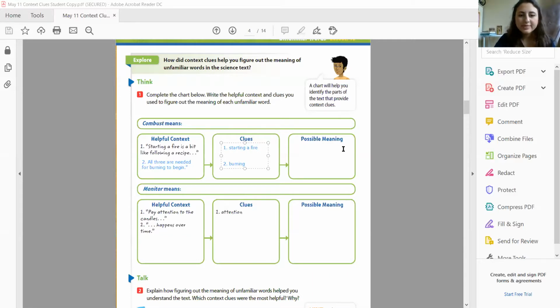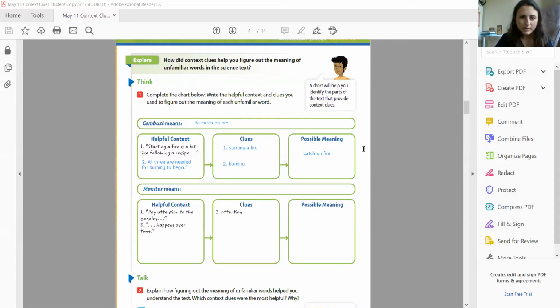Okay, so when I think about these two clues together, starting a fire and burning, I can figure out what combust might mean, right? I think that combust means to catch on fire. So I'm going to write that in the possible meaning right here. I think it means to catch on fire. Okay, then I'm going to go ahead and write that up here where it says combust means to catch on fire.